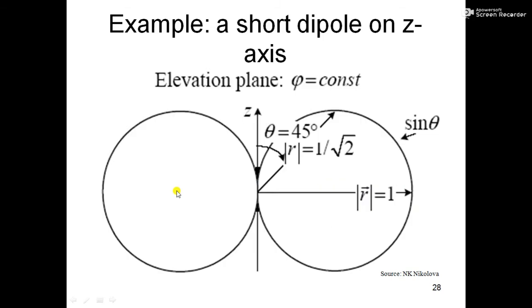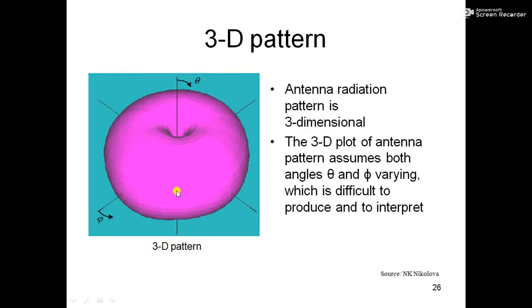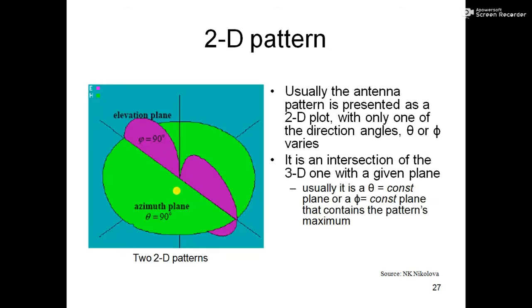So what happens, instead of this whole three dimensional plane, we represent smaller two dimensional planes. One is the azimuthal plane and one is the elevation plane, and it is more convenient for us to look at these 2D pictures than the 3D pictures, and we can plot them on paper in a more convenient way. So usually the antenna pattern is presented as a 2D plot with only one of the direction angles, theta or phi, varying.